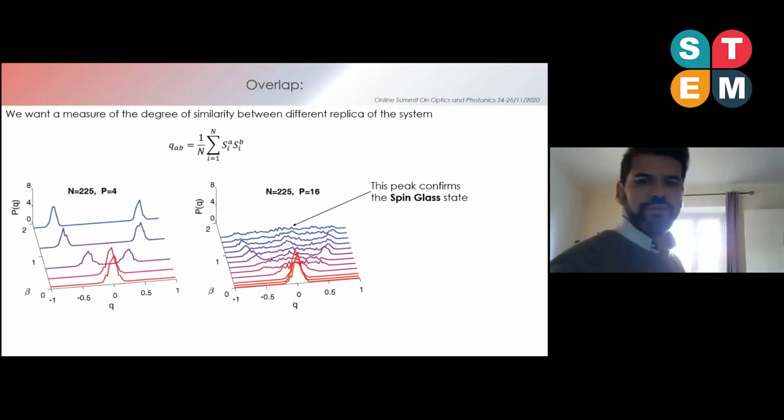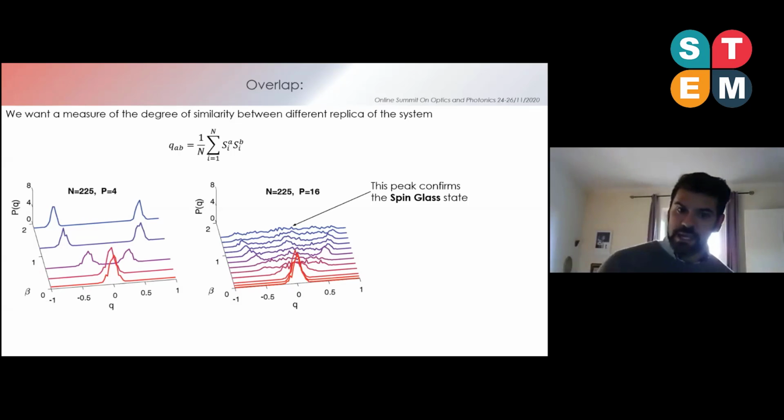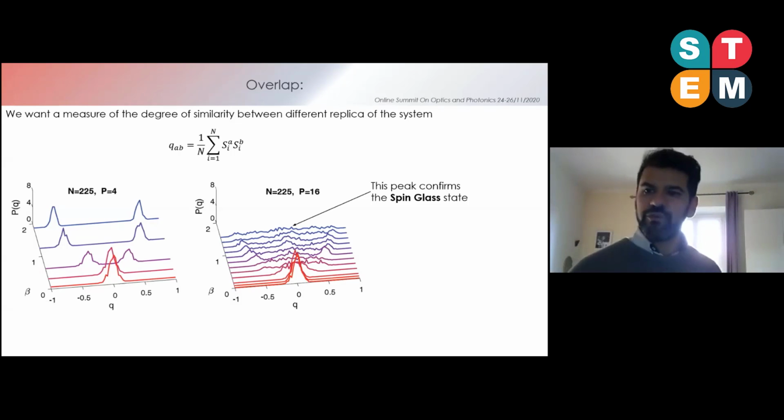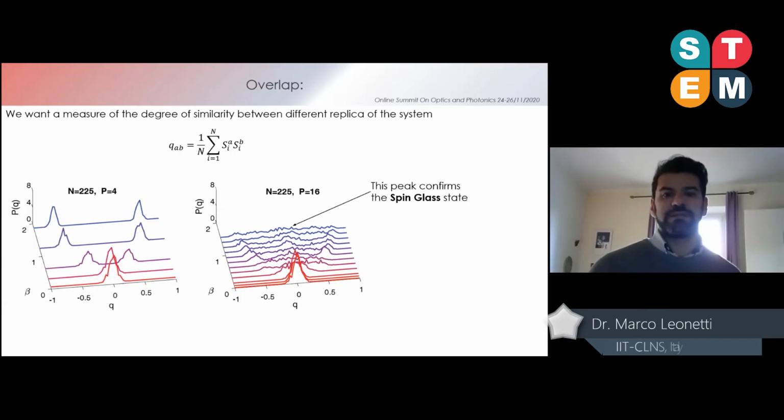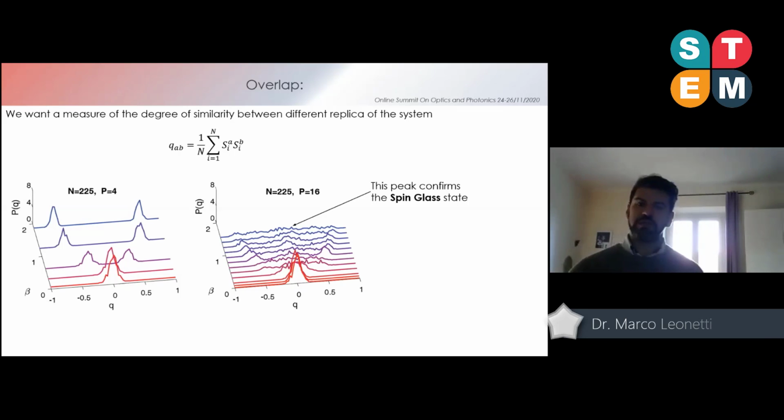When you start to increase the P, the number of targets, then apart from the two Q states, you also have a maximum in the center, which is connected to the onset of the spin glass system. So this is further confirmation that this is a spin glass and we are simulating it optically.